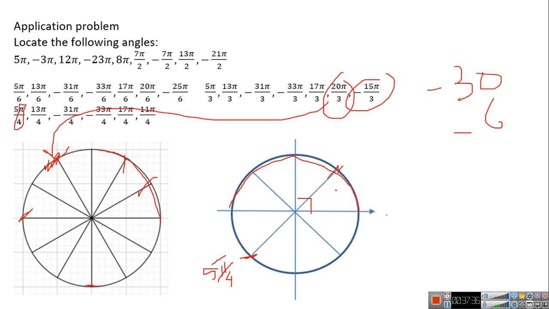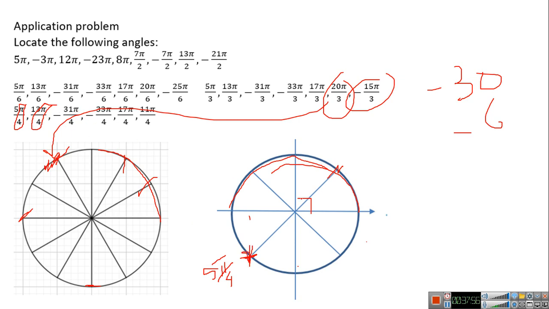I want 13. In the circle you have 8 45s: 2, 2, 2, 2. In the 30s you have 12. Here 8, 8, 8 is the 360 degrees. So till 13 remains 5: 2, 4, 5. This is the same. Here is also 13 pi over 4.